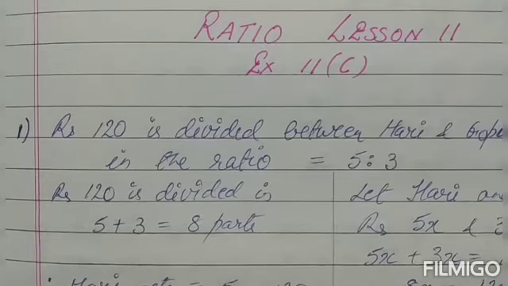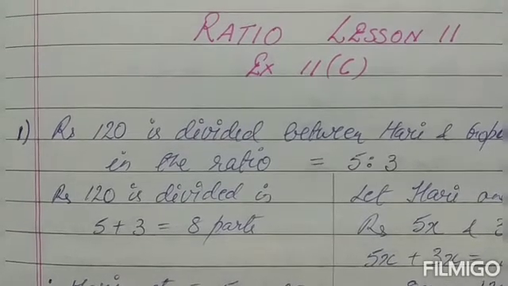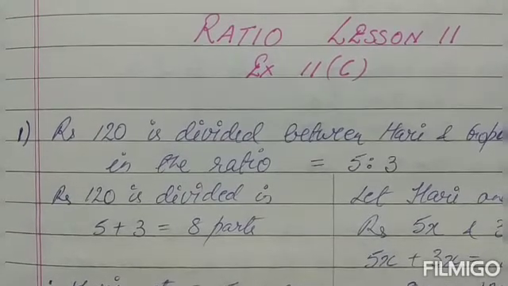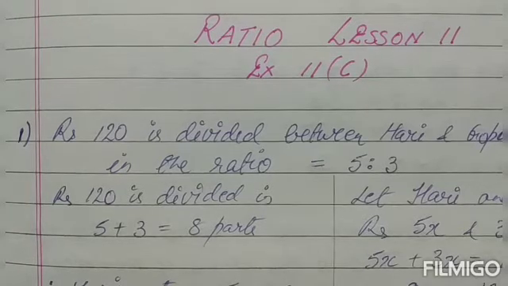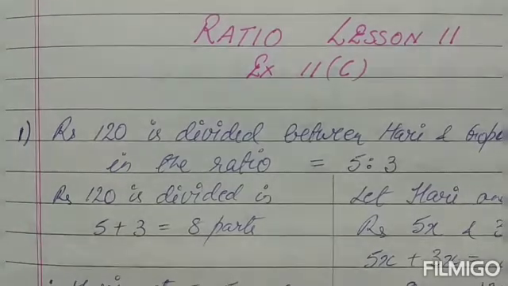So how are we going to do it? I am going to teach you 2 methods. You are going to do the questions by the method which you find easy for yourself. So let's begin with question number 1, which says rupees 120 is to be divided between Hari and Gopi in the ratio 5:3. How much does each get?